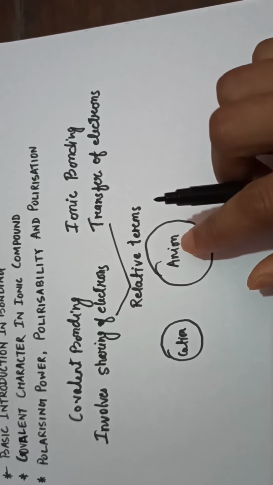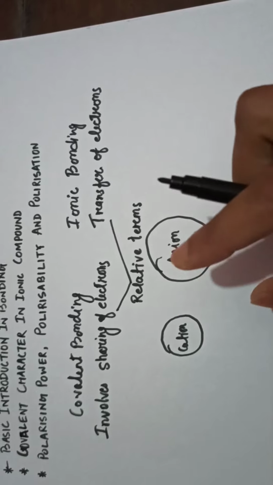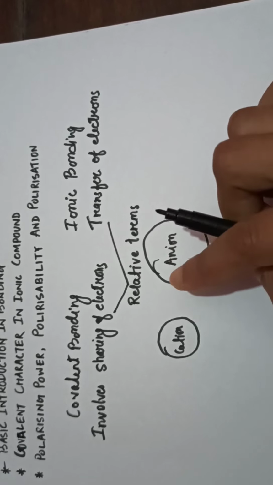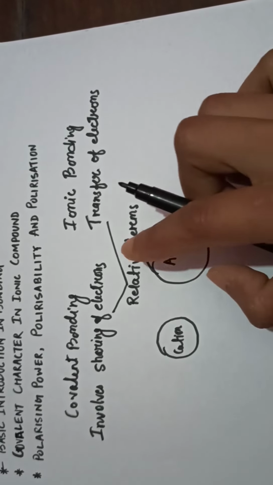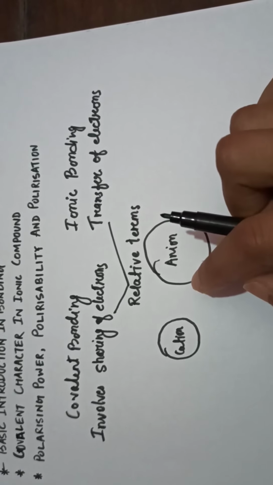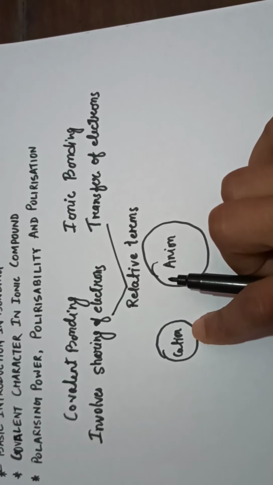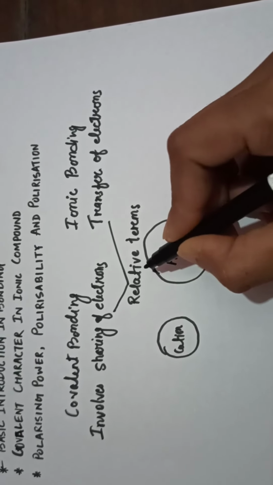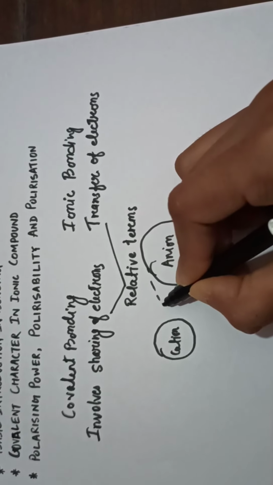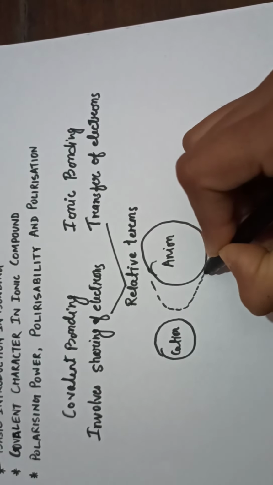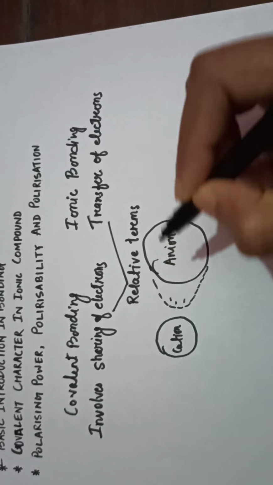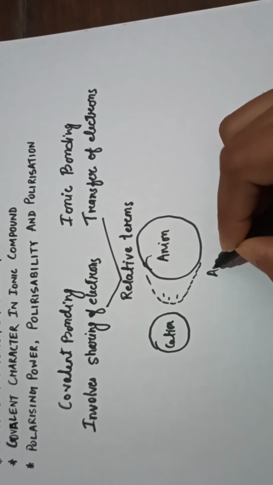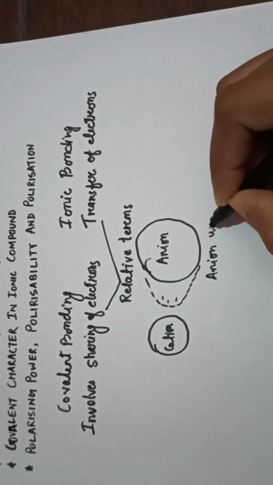Now, when an anion comes nearby to a cation, the electron cloud of the anion gets distorted towards the cation. This is because the cation has the tendency to pull the electron cloud of the anion towards itself. So the symmetrical shape of the anion gets distorted towards the cation, and it becomes elongated in shape like this. Now at this point we can say that the anion is polarized.